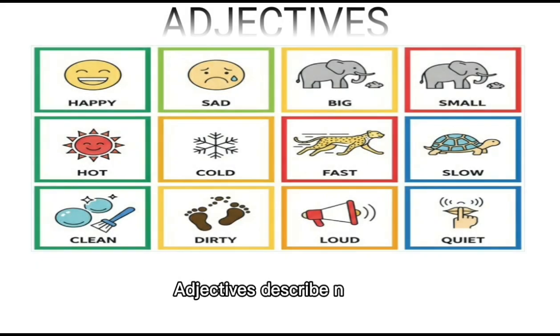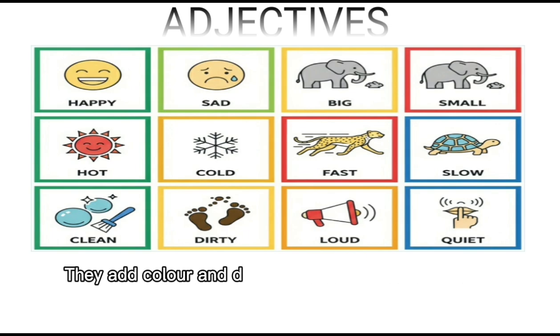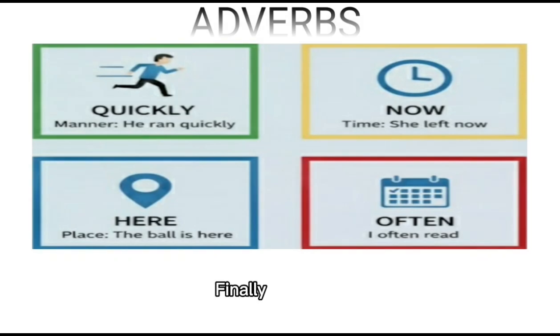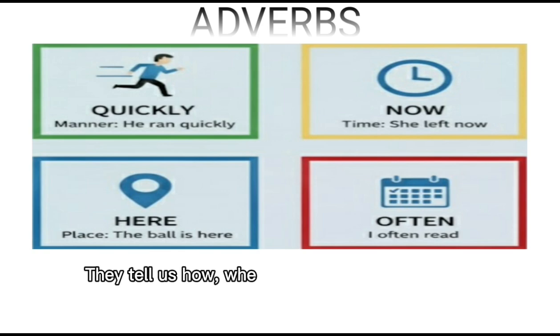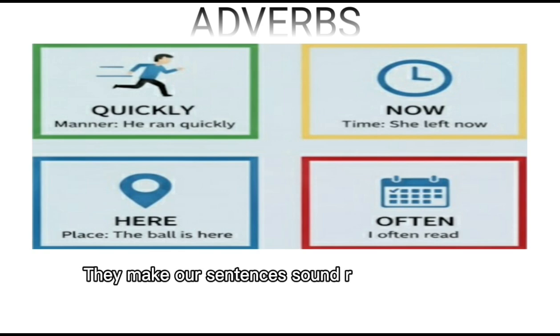Third, adjectives. Adjectives describe nouns. They tell us more about a person, place, or thing. They add color and detail to our language, making it more interesting and clear. Finally, adverbs. Adverbs give extra meaning to verbs, adjectives, or other adverbs. They tell us how, when, where, or to what extent something happens. They make our sentences sound richer and more expressive.